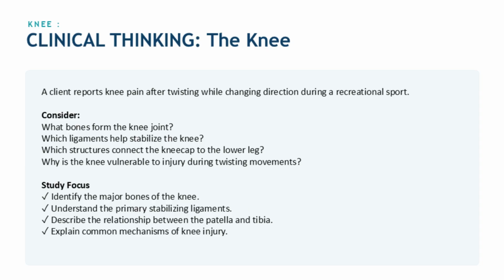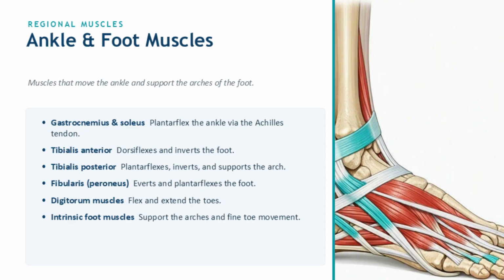With the knee reviewed, we'll continue downward to the ankle and foot. Ankle and foot muscles. The ankle and foot serve as the body's primary connection with the ground. These structures provide support, shock absorption, balance, and propulsion during movement. The muscles of the lower leg control movements of the ankle and foot while also helping maintain the arches.